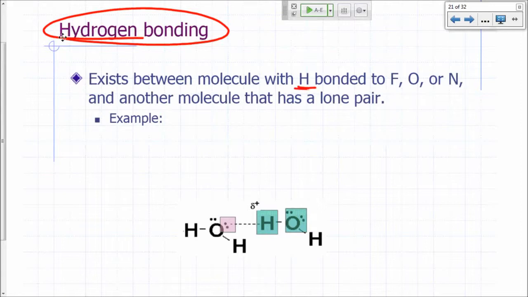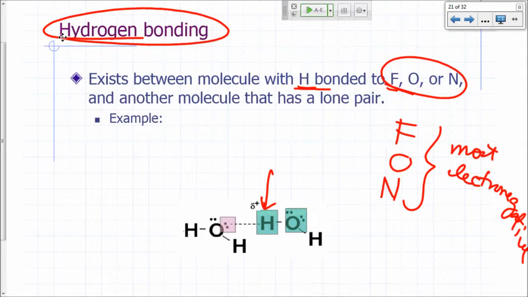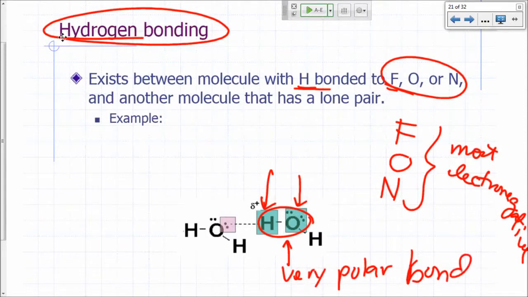One molecule has a hydrogen that's attached to one of the three most electronegative atoms. The three most electronegative atoms are fluorine, oxygen, and nitrogen. So anytime you have a hydrogen attached to an oxygen, this one right here is a very polar bond. Anytime hydrogen is attached to fluorine, oxygen, or nitrogen, the bond is very polar.